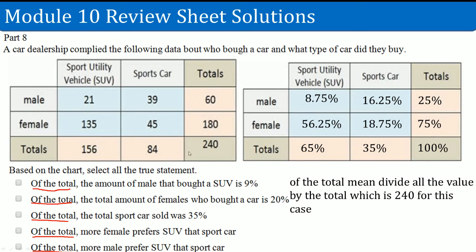So let's see if this is correct. Of the total is the amount of males that bought a SUV, 9%. Male SUV, 8.75 and 9%. Yeah, I think they rounded, so that's why it's correct.